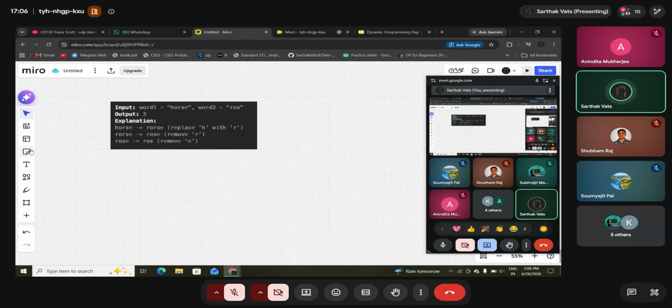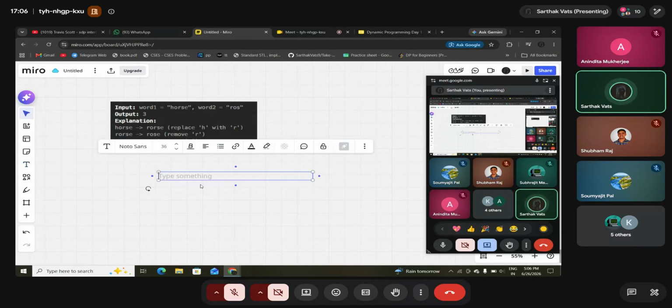The thing is that suppose my first word is king and the second is ki. I can just remove n and g and it becomes ki, right? So the thing is I need to give the minimum number of operations that I can perform.